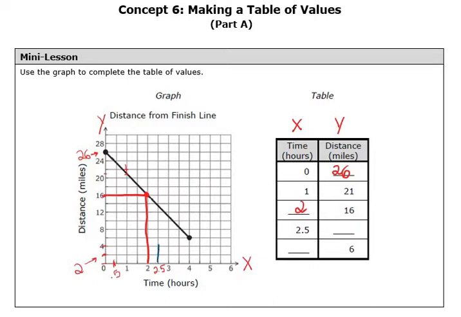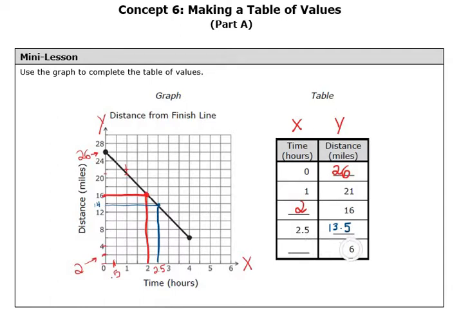So above 2.5 on the graph, it doesn't look like it exactly hits the grid. It's a little bit below, so it's not quite to 14. I guess a good guess would be like 13.5. It's okay to guess sometimes. Sometimes you gotta guess.